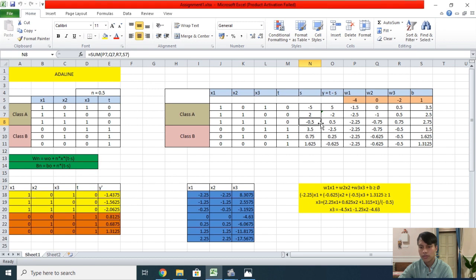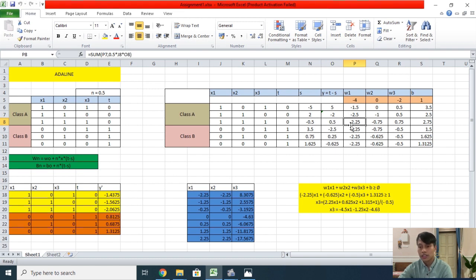So negative 0.5, we get the negative 0.5. So we add x1, x2, and x3: negative 2.5 plus negative 1 plus 0.5 plus the 2.5 bias. So that's why we get the negative 0.5. And the y, t minus s, is 0 minus negative 0.5. That's why we get 0.5.